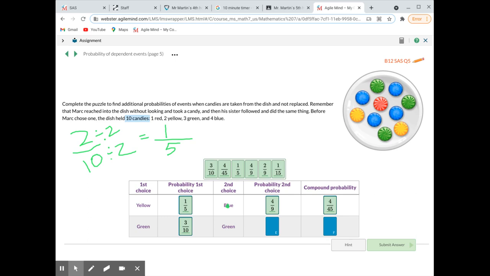Help her out. You don't think so? 2 out of 9, all right. Why do you say it would be 2 out of 9? Because since a green candy has already been taken, you would mark out a green candy, and since there's 9 candies left, there'd be 2 more green candies left, so it'd be 2 out of 9. All right. Do y'all agree with that statement?